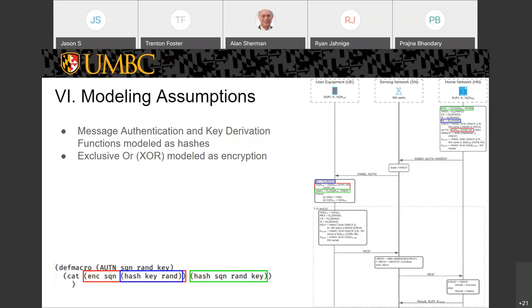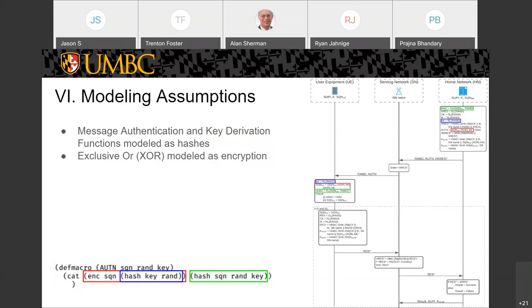There's also an exclusive OR operation you can see in red there. And the home network is actually using this operation to conceal the sequence number and send it to the user equipment. And since the user equipment actually has to extract the sequence number and use it to derive values, we chose to model it as encryption.